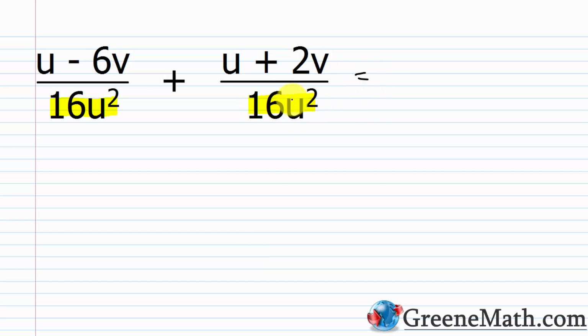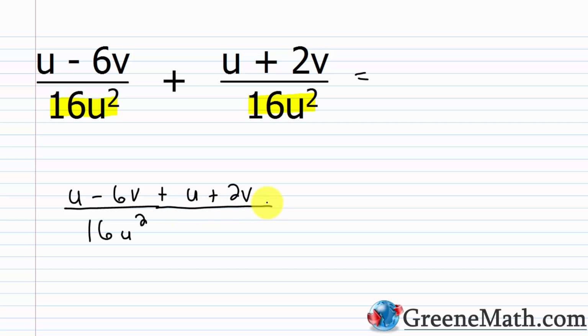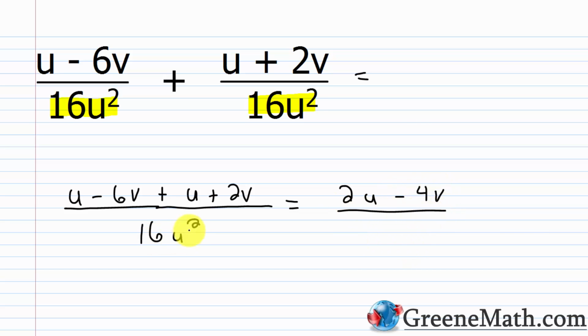So I'm going to keep this part the same. So 16u squared, that will remain unchanged. Then for the numerators, I have u minus 6v, then plus u plus 2v. Let me write this in the center, 16u squared. And I just want to combine like terms in the numerator. So u plus u is 2u. And then negative 6v plus 2v is going to be negative 4v. And again, this is over the common denominator of 16u squared.